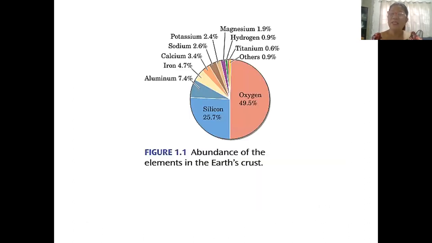If you look into the earth's crust, in the pie graph of the elements, you can see the most abundant element is oxygen at 49.5%, followed by silicon at 25.7%. What is silicon? Silicon is very useful.